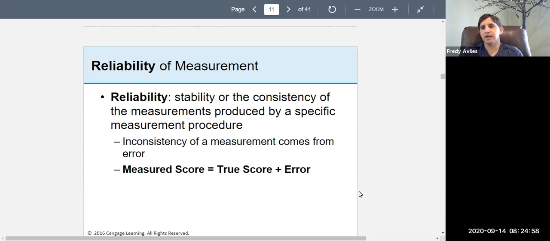We measure your height once, we measure it again, we measure multiple times, and the ruler always says that you're 6 feet tall. Okay, that is a reliable measure. It is stable, it is consistent. That's simply what we mean with reliability.